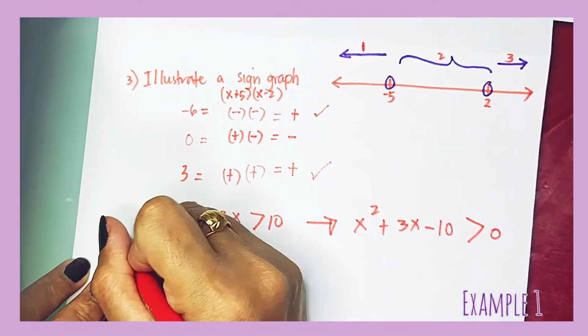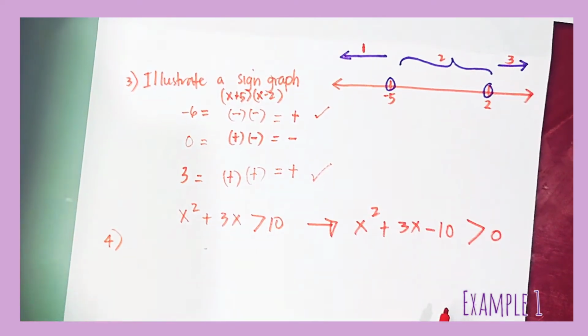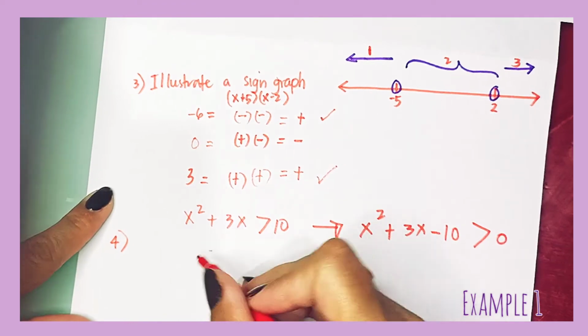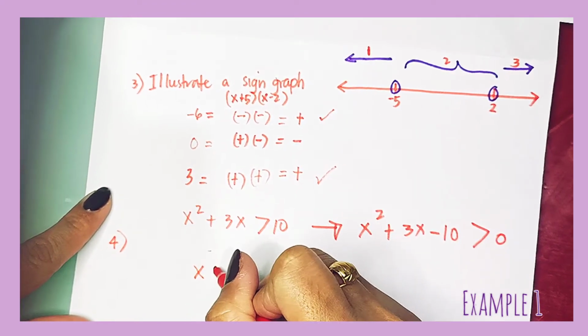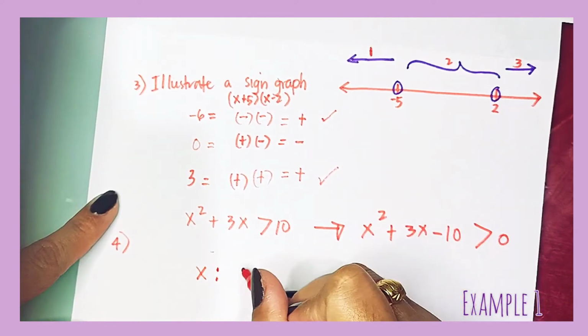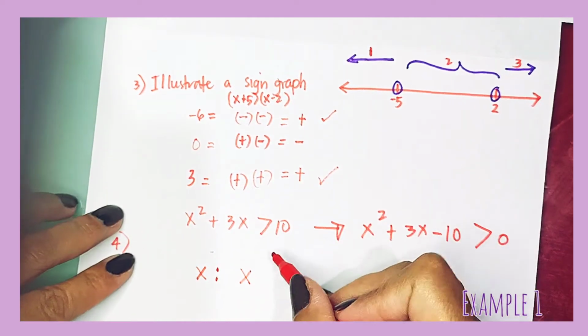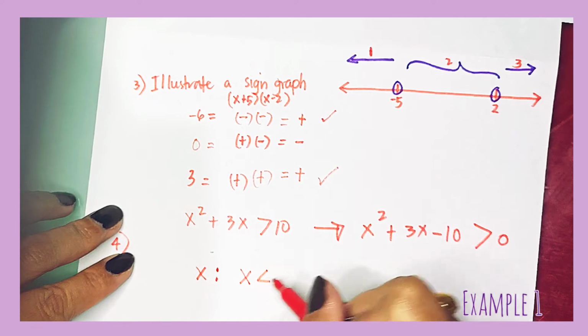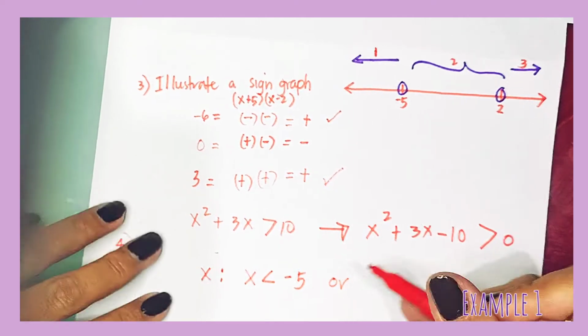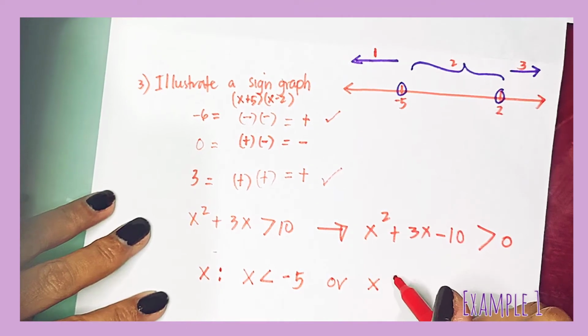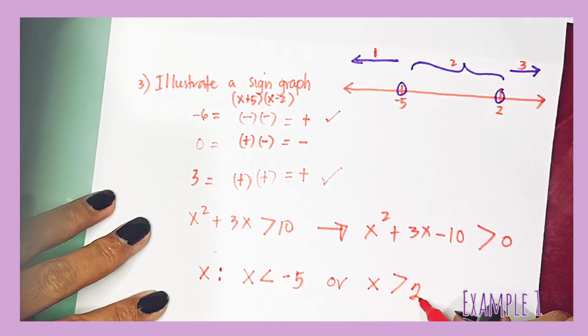So, in writing our solution set, that would be for all values of x such that x is less than negative 5 or x is greater than 2.